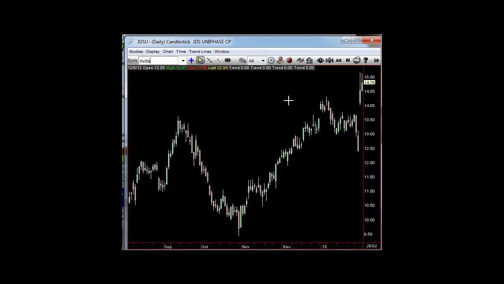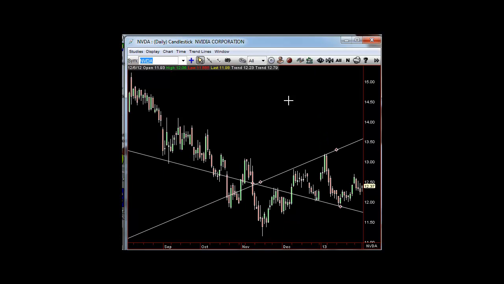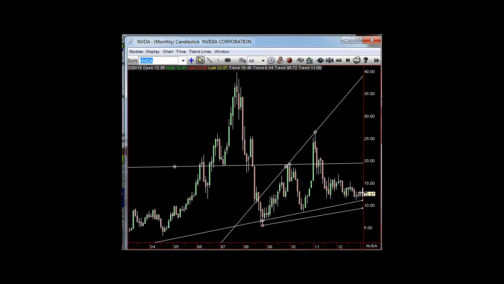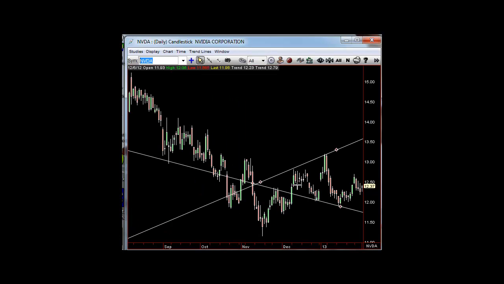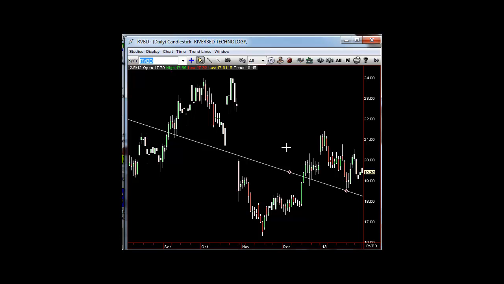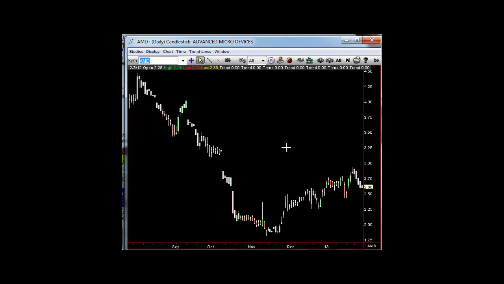NVIDIA, interesting too. Been watching this triangle. Hasn't been able to get out of here. It was an inside month that broke slightly to the upside. Never stops out, but doesn't really go anywhere. So I really want to watch how this triangle plays out in NVIDIA, if there's any hope. We got TDC. Starting off as an inside day and an inside week. You got Riverbed. Starting off as an inside day. You got AMD, little guy, going inside day and inside week.